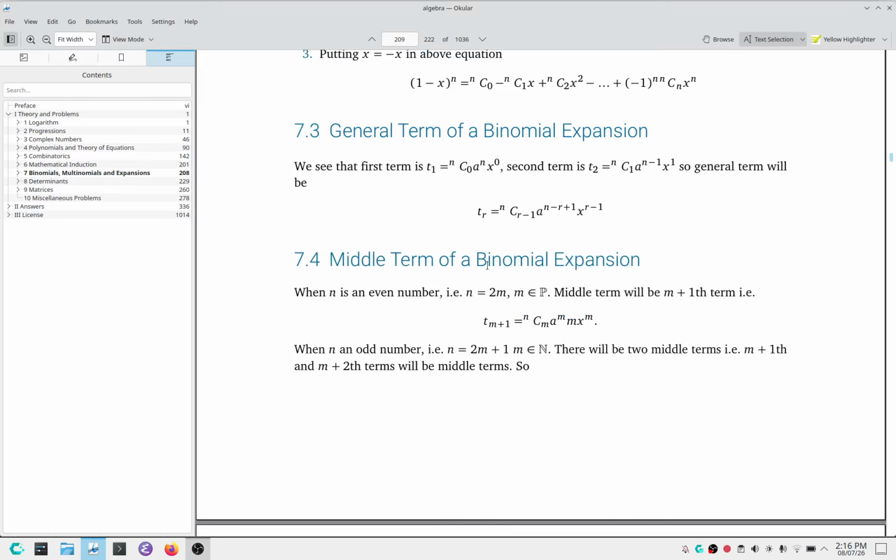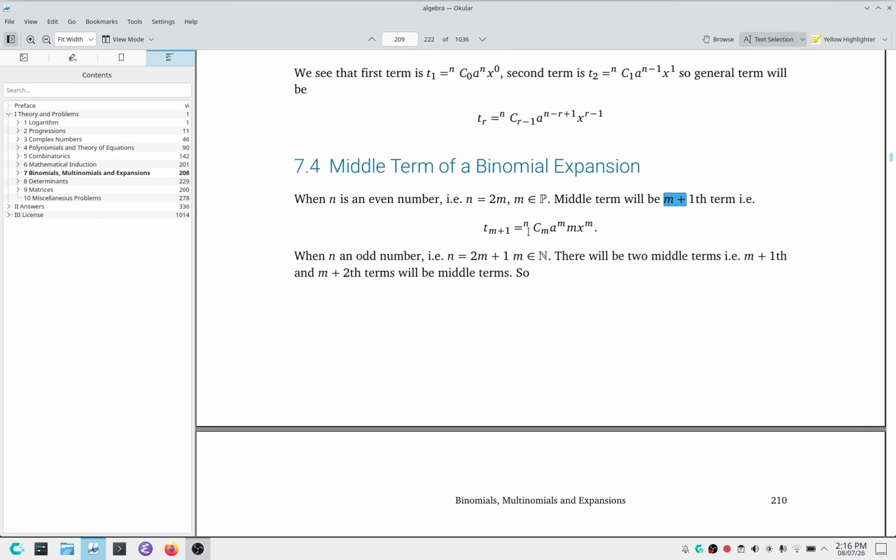Now we look at the middle term of the binomial expansion. If n is an even number, then n is equal to 2m. The middle term will be the (m plus 1)th term. When n is equal to 2m, there will be a total of 2m plus 1 terms. So the middle term will be the (m plus 1)th term, that is equal to nCm a raised to the power n minus m x raised to the power m.